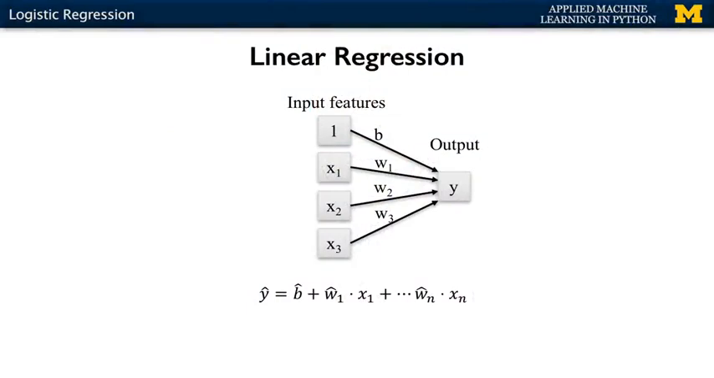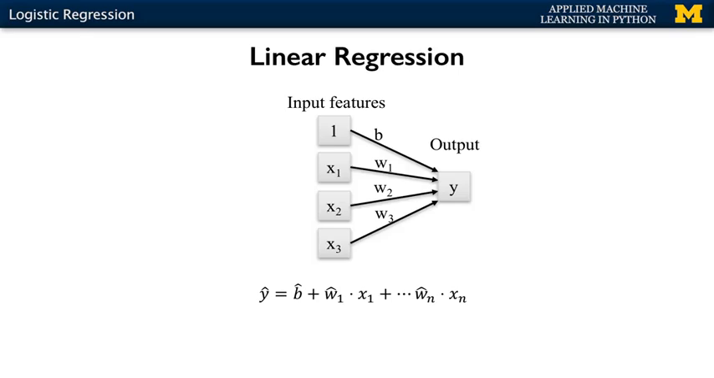Let's start by looking at linear regression, which we saw earlier. Linear regression predicts a real valued output y based on a weighted sum of input variables or features, xi, plus a constant b term. This diagram shows that formula in graphical form. The square boxes on the left represent the input features, xi, and the values above the arrows represent the weights that each xi is multiplied by.